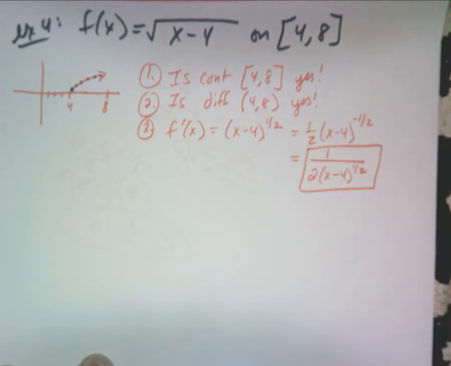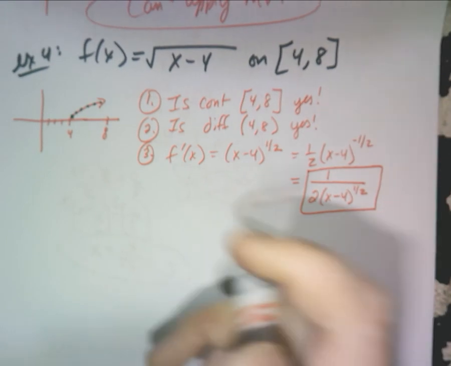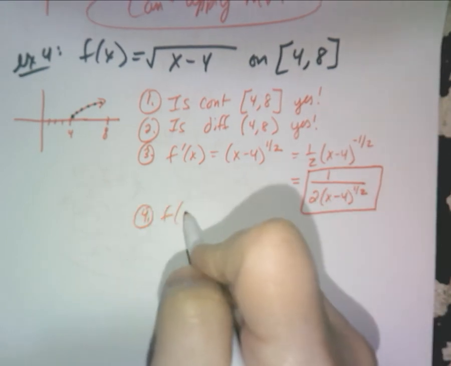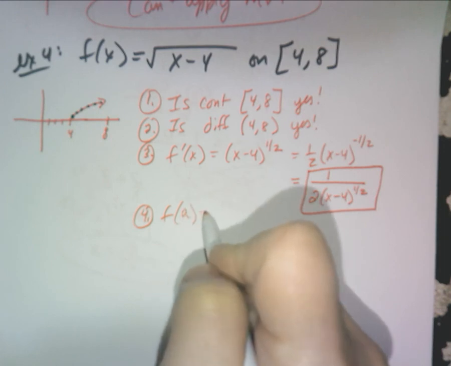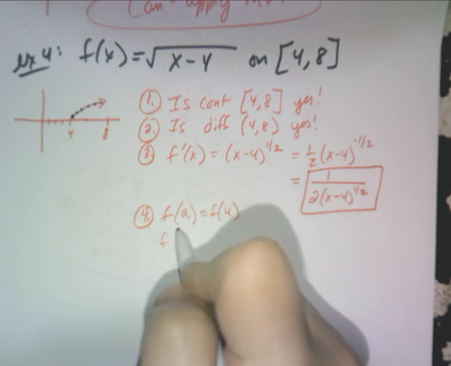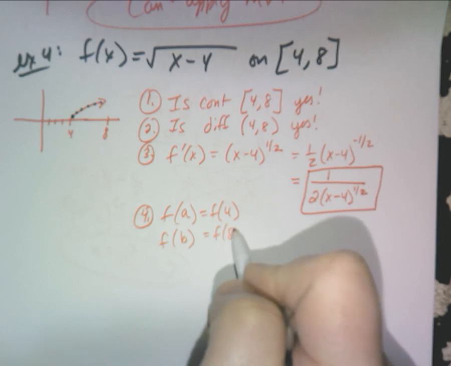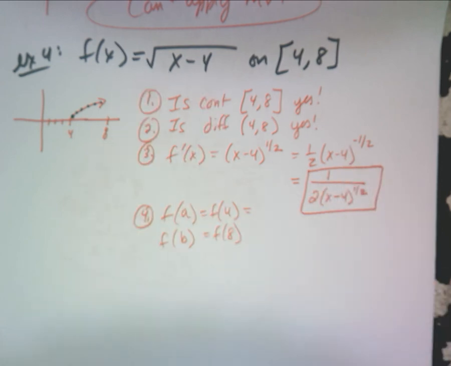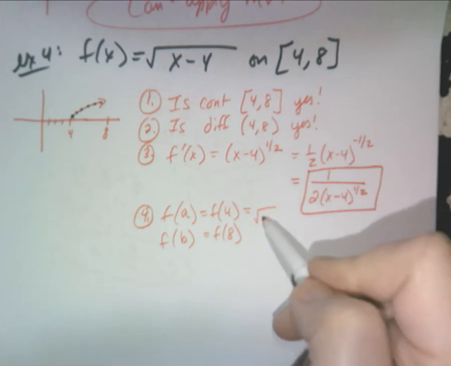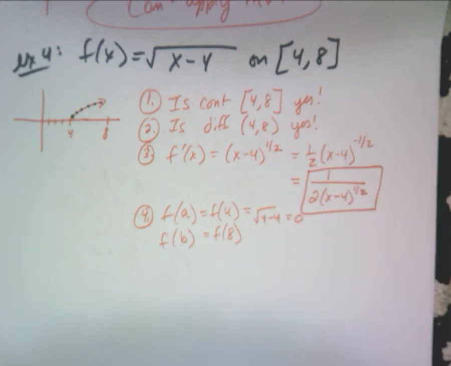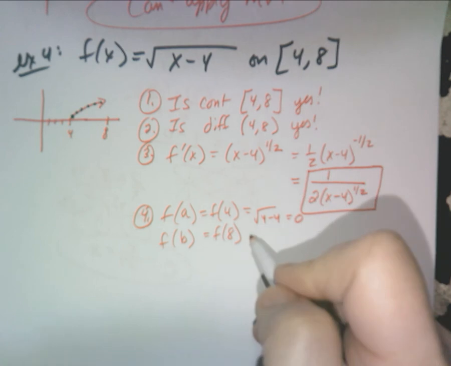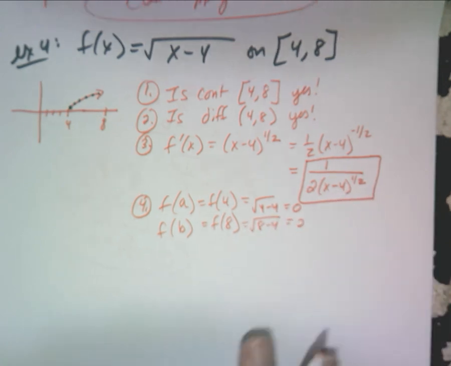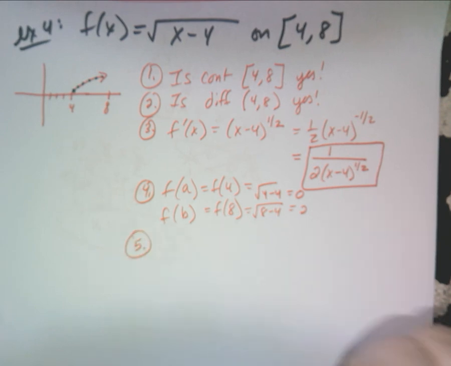All right, now I'm going to find f of a, well, so f of 4, and then f of b, which is f of 8. So what is the square root of 4 minus 4? You should know that, but 0. You can take the square root of 0. It's 0. What is the square root of 8 minus 4? 2.